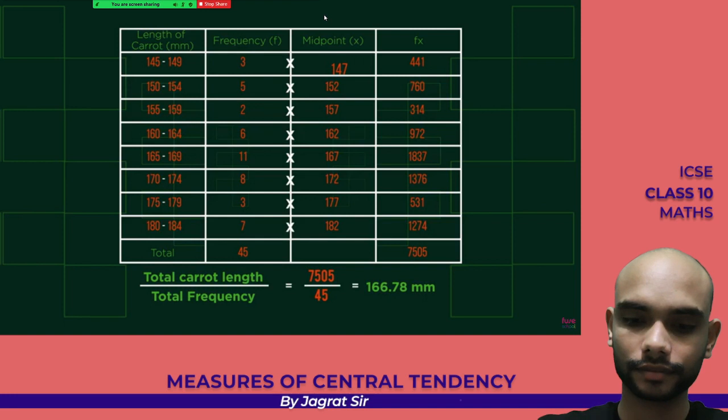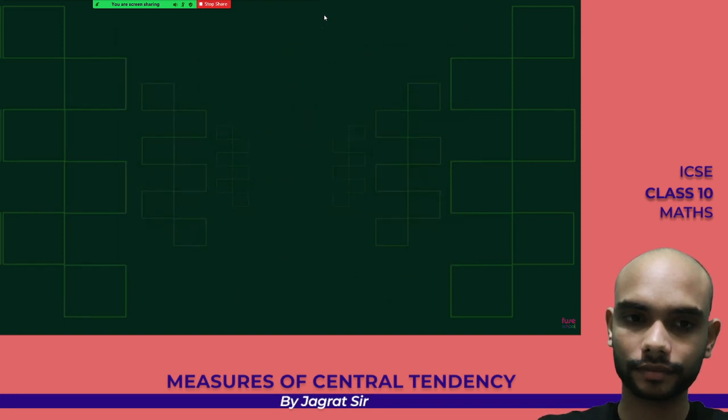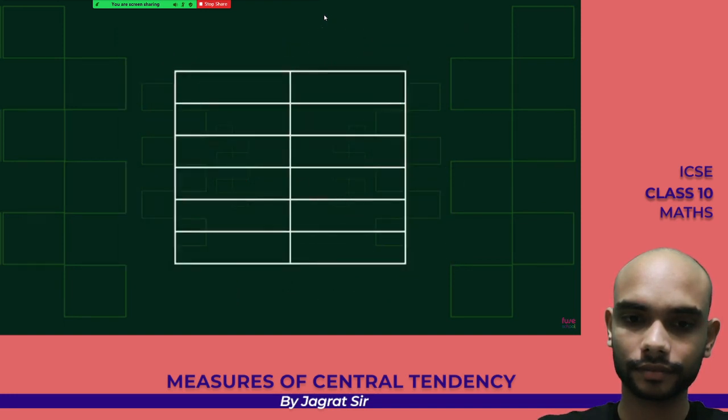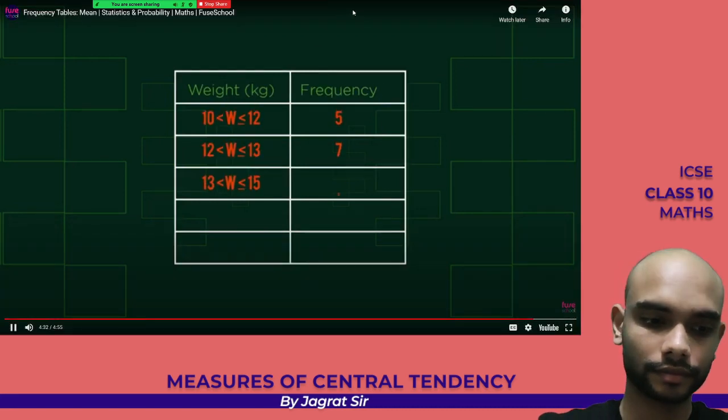One final thing for us to consider is that the intervals from grouped data may also look like an inequality, like this.